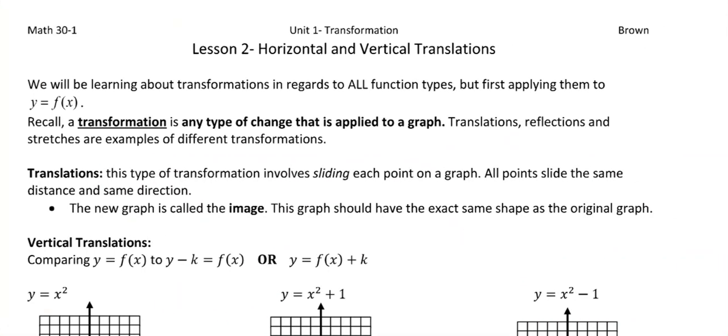what we're going to be focusing on for lesson 2 is just translating it up and down and left and right. So what does that look like in the function? A couple of terms here. Whenever we move a graph from the original function into a new one, we call the new one the image function.